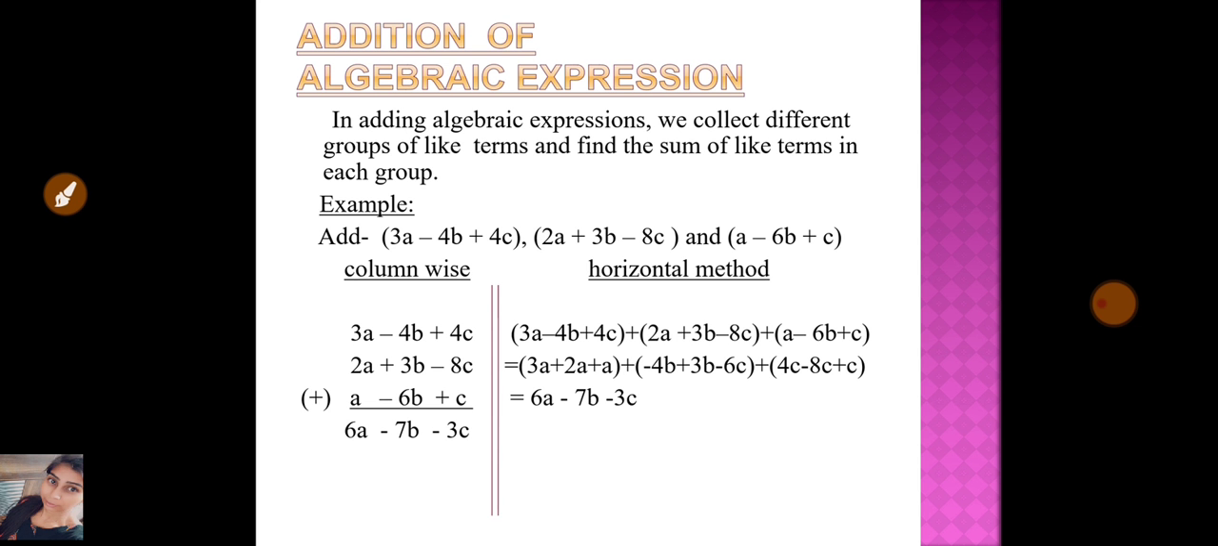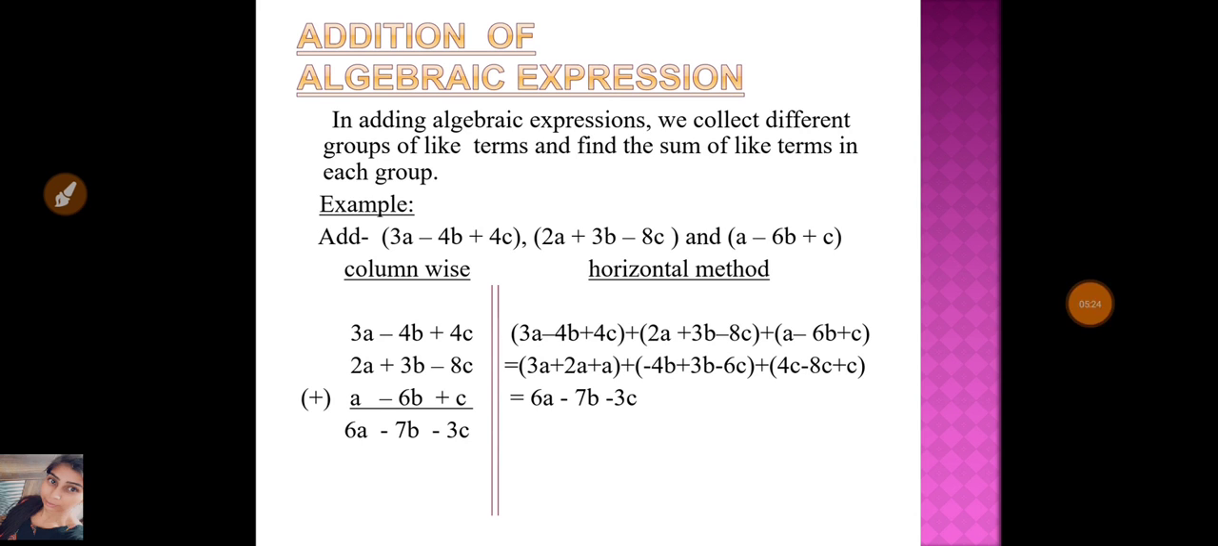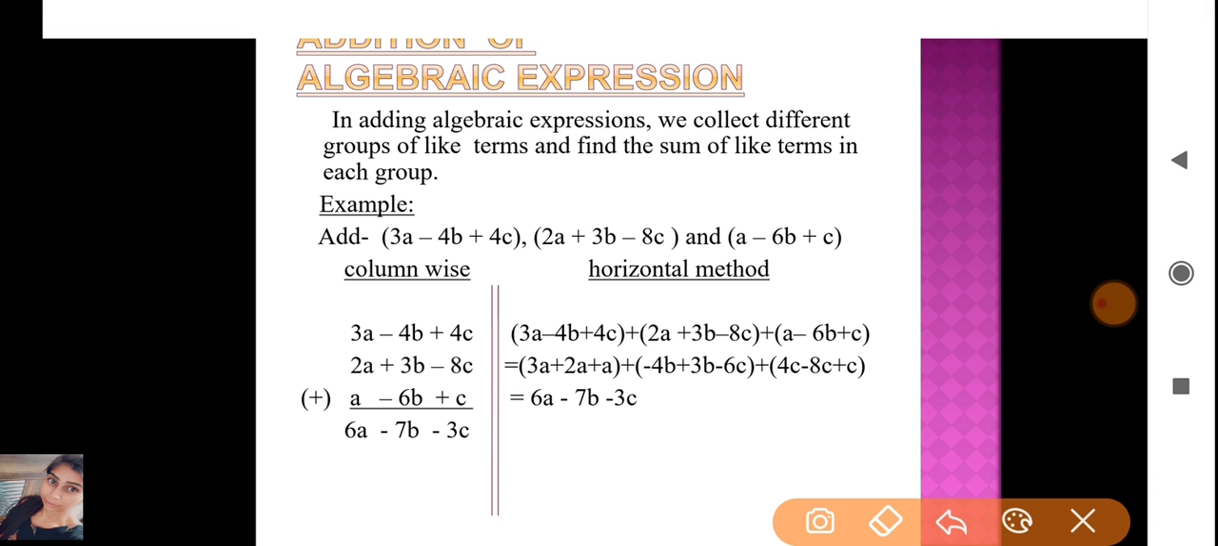So now move to the next part, that is addition of algebraic expressions. In addition of algebraic expressions, we collect different groups of like terms and find the sum of these like terms of each group. Like I've taken the example here, as you can see, 3a minus 4b plus 4c is the first expression. 2a plus 3b minus 8c is the second expression, and a minus 6b plus 6c is the third expression. Now when you're going to add the expressions, there are two ways to add.